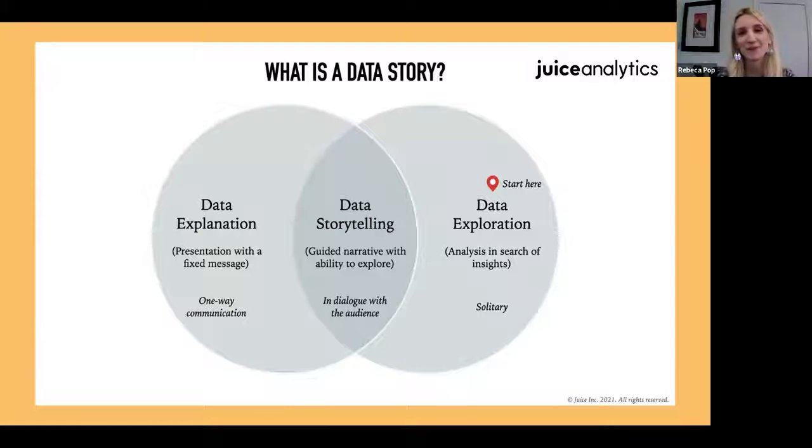I first should start by saying that I really like your Venn diagram and how you labeled data exploration as solitary, data explanation as one-way communication. So typically when I was thinking of data storytelling, yeah, it could be a Venn diagram, but I was thinking it's more towards explanatory. So like 90% explanatory and the rest could be exploratory.